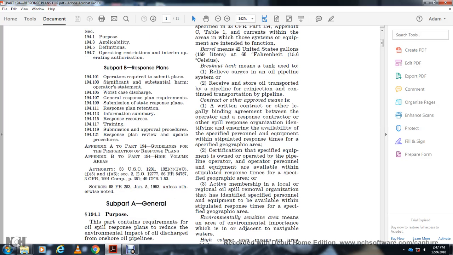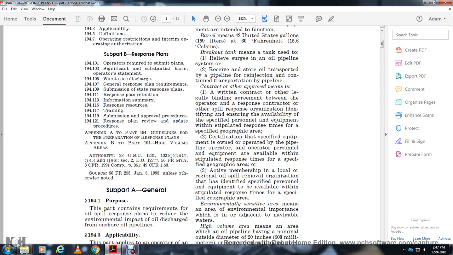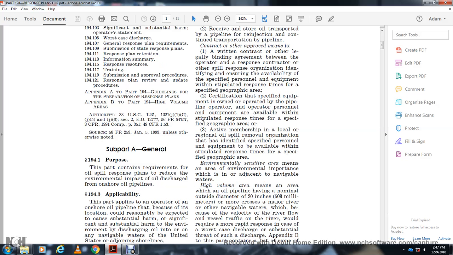All right, Subpart A, 194.1, purpose. This part contains the requirements of the oil spill response plan, to reduce the environmental impact of oil discharge from onshore oil pipelines. 194.3, applicability. This part applies to the operator of an onshore oil pipeline that could reasonably be expected to cause substantial harm, or significant and substantial harm, to the environment by discharging oil into any navigable waters of the United States or adjoining shoreline.